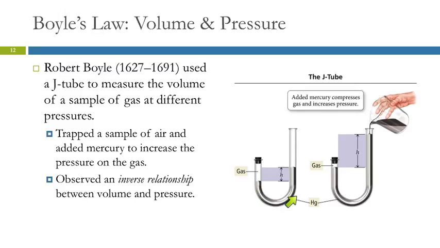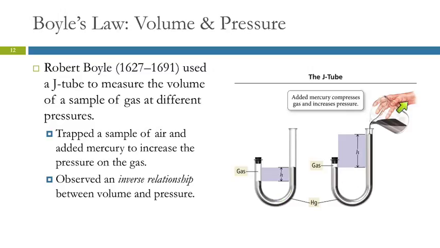Here's the J tube, and he's got a gas in here, and this end of the tube is sealed. So he can figure out what the volume of the gas is, and he can figure out the pressure by looking at the heights of the columns of mercury, measuring the difference with a ruler.